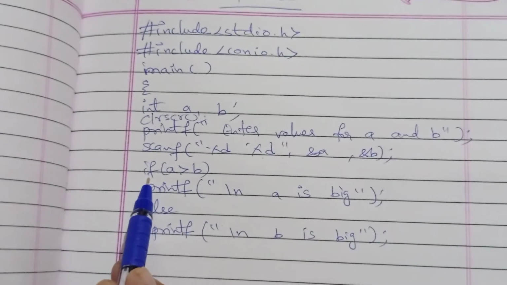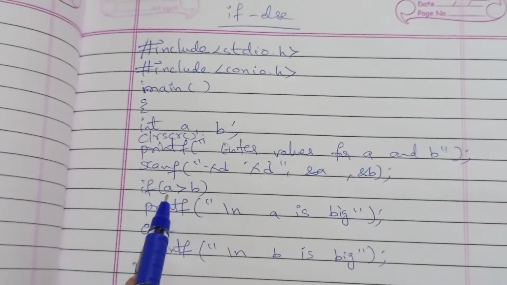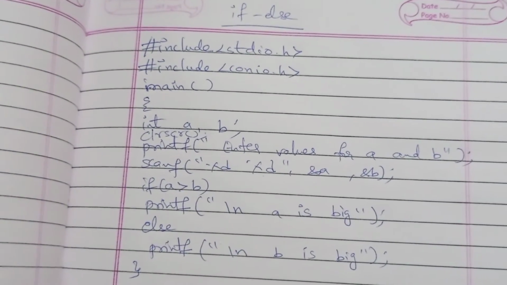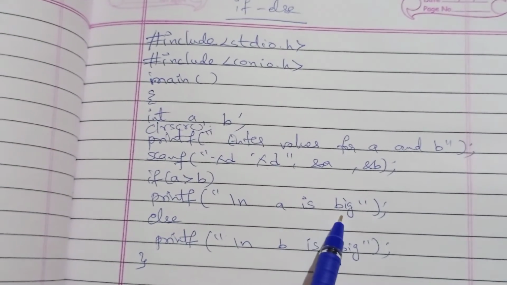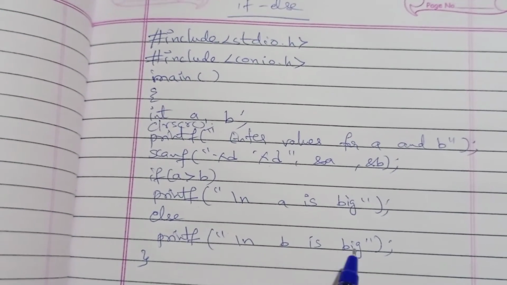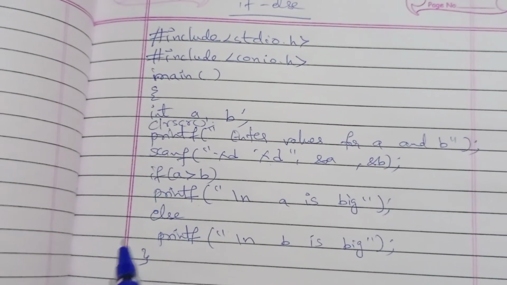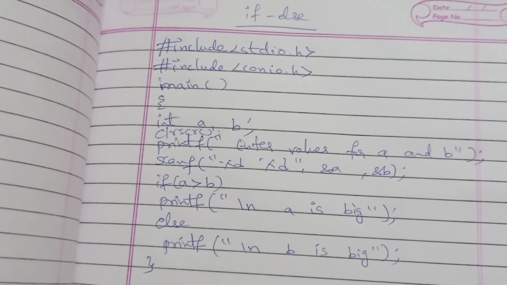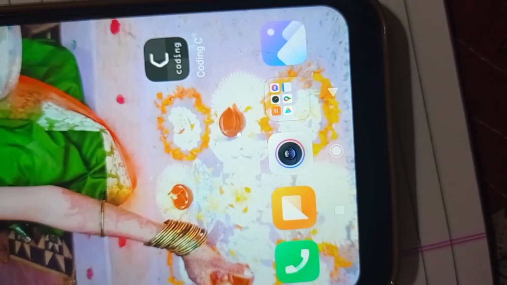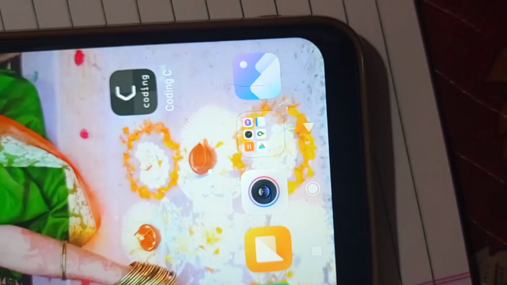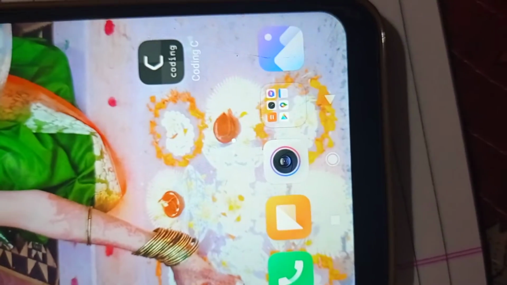Now comparing the two values. If a is greater than b, then we should print a is big, else print b is big. This is how to write a program to find the biggest of two numbers using if else. Now we'll see how to write a C program in a mobile app.